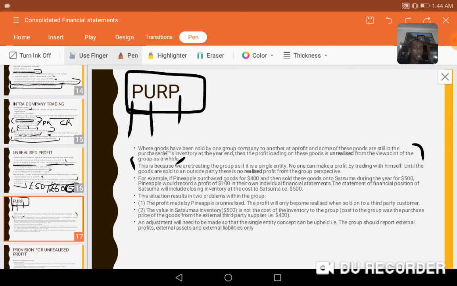Trading with your sibling or trading with your father, you can't call that a profit, because at the end of the day, it's still within the family. Until the goods are sold to an outside party, there is no realized profit from the group's perspective. Exactly what I said before.